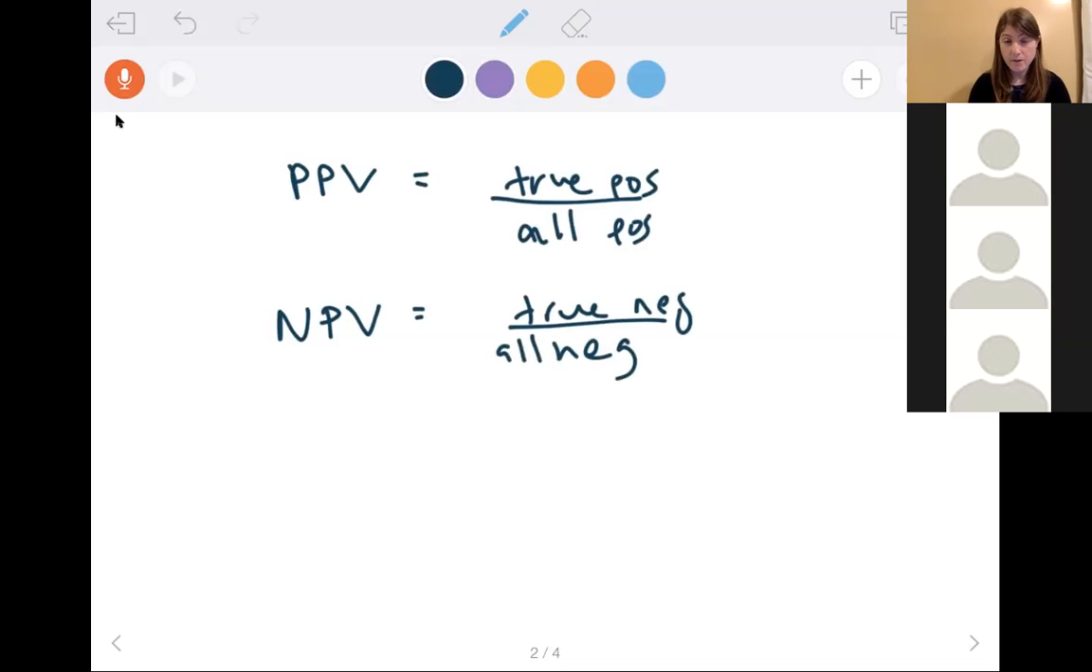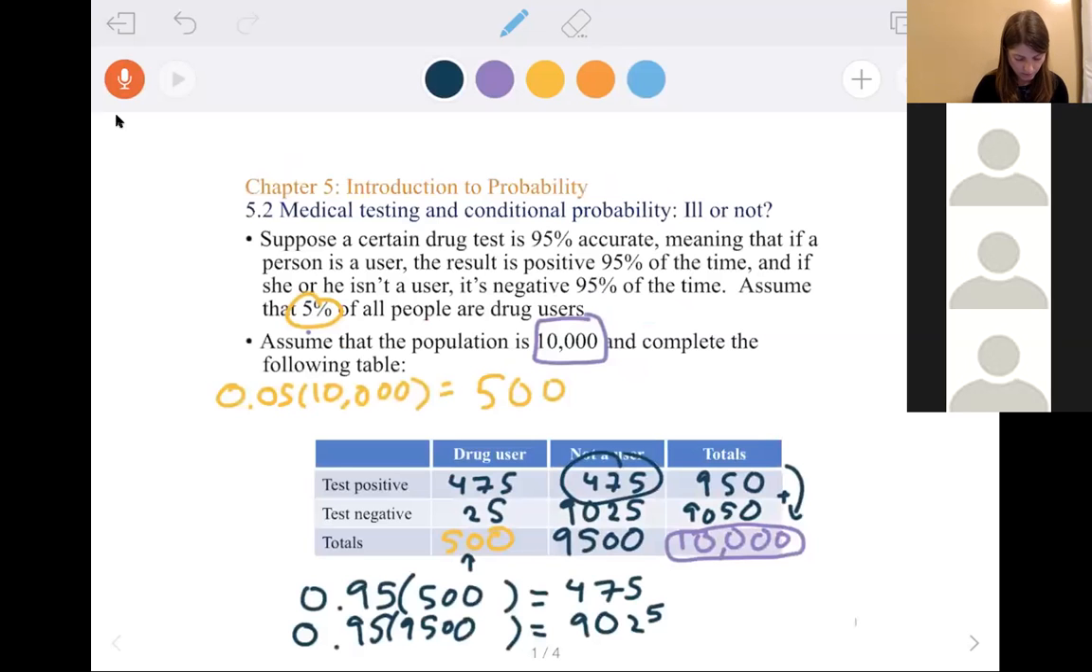So let's take a look at it together. I always have to write my definitions back out. PPV is true positives over all positives. NPV, true negatives over all negatives. Then let's take a look back at our positives. This is looking at just a single row. Whereas, just to help you out, the sensitivity and specificity are looking at the columns individually. NPV and PPV are looking at your rows individually.